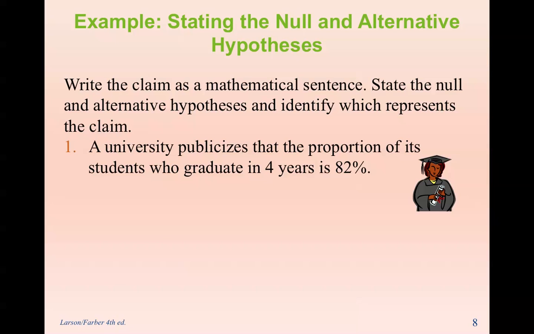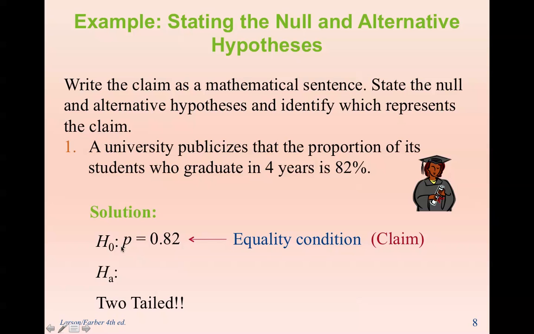Write the claim as a mathematical sentence. State the null and alternative hypothesis and identify which represents the claim. We're also going to discuss if it's left or right-tailed here. So a university publicizes that the proportion of its students who graduate in 4 years is 82%. When we look at this, we know it's two-tailed because our hypothesis is that the proportion is equal to 0.82, because it says it is 82%. The alternative for that is that it's not equal to 0.82. That is the complement. This is our claim as well.